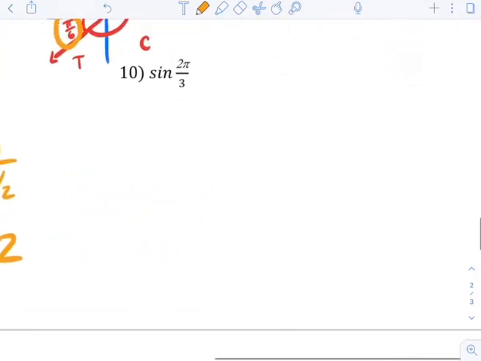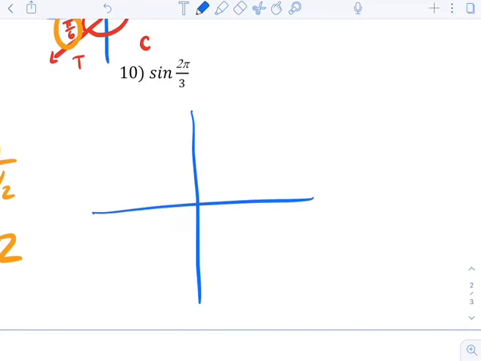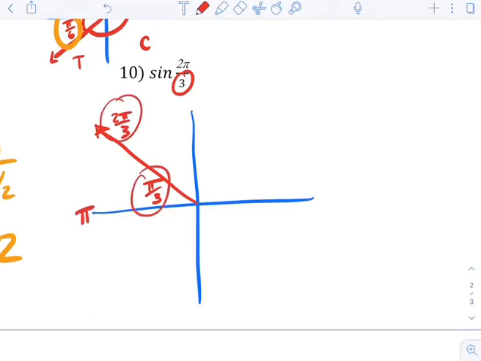And last one here, sine 2 pi over 3, we're 2/3 of the way to pi. So if I draw it out, 2/3 of the way to pi will be somewhere around here. The denominator is 3, so that tells me a lot about my related acute angle, because if it's 2 pi over 3 here, pi is here. Well, if I added these two together, 2 pi over 3 plus pi over 3 gives me 3 pi over 3, or just pi.